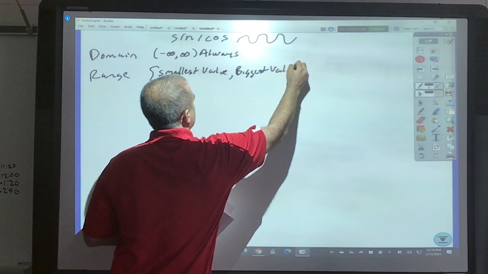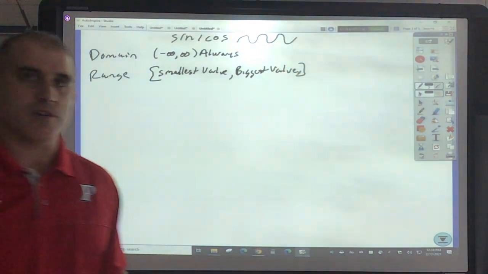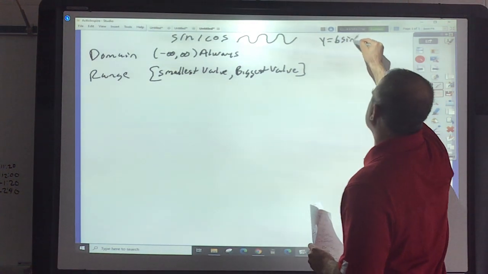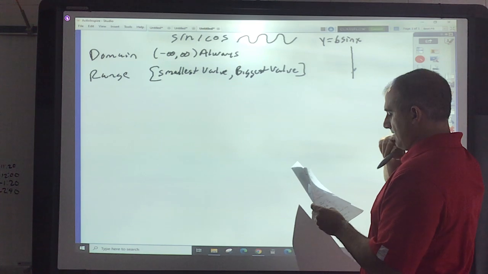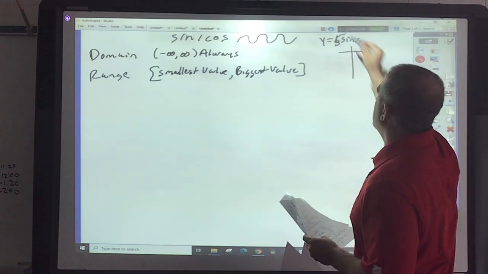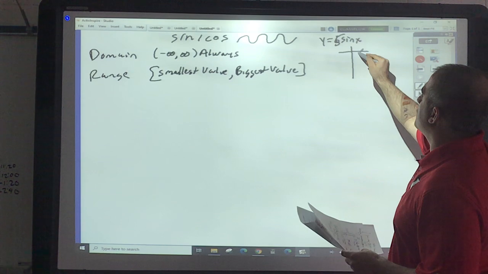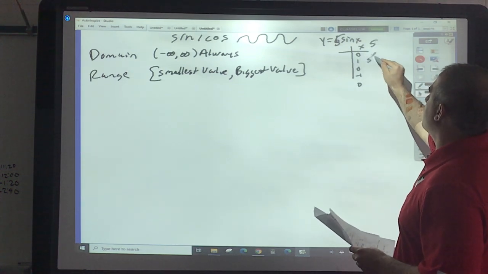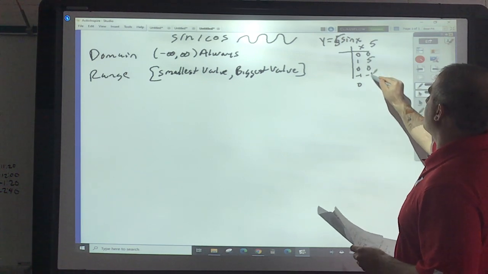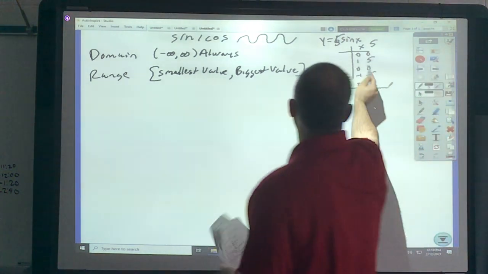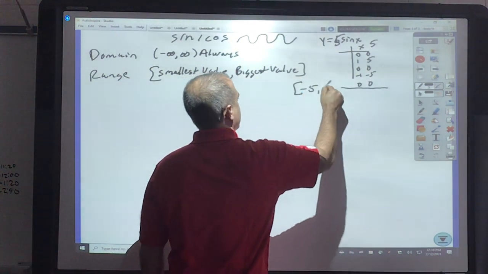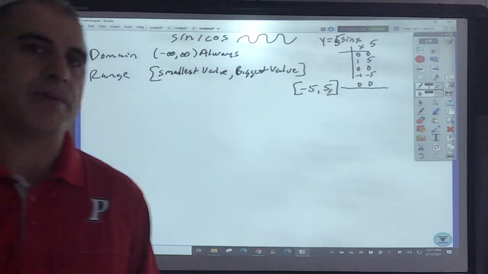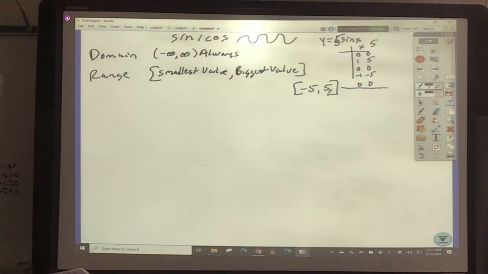Now, you do that by really making the chart and understanding what one period would be. Let's say it was something simple like y equals 5 sine of x. The values of sine are 0, 1, 0, negative 1, 0. If I multiplied everything by 5, that would be 0, 5, 0, negative 5, 0. Only worry about one period. So what would the smallest value be? It would be negative 5, and the biggest would be 5. So that's the range. For the domain and range, you're sometimes just going to have to draw one period to help you.